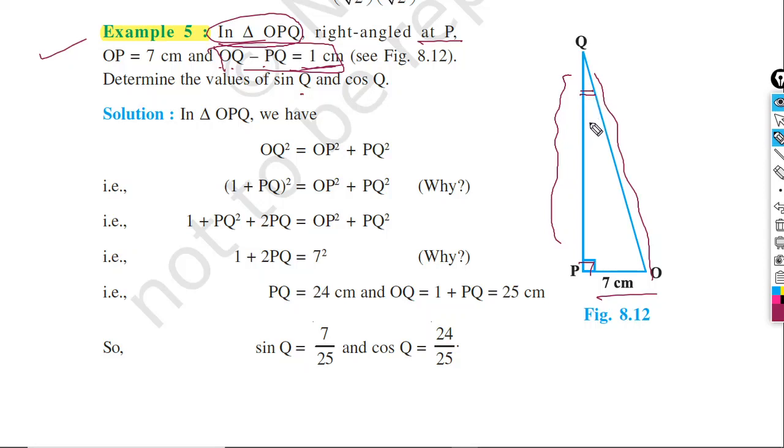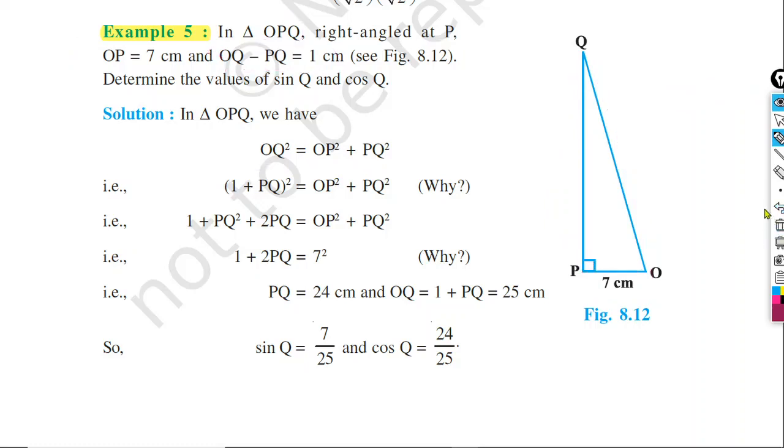Well, here you can see we have the length of OP. Now in this triangle, as it is a right angle triangle, OQ is the hypotenuse. So OQ square is equal to OP square plus PQ square, that means A square equals P square plus B square.